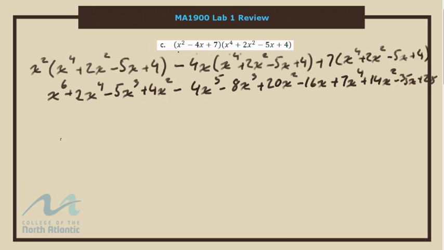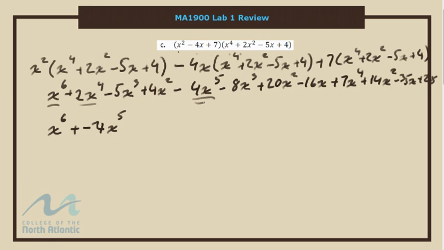Now again, I need to look for like terms. I only see 1x to the 6th, so we'll start with that. So my final answer is going to be x to the 6th. Now let's look for how many x to the 4s we have. We got 1x to the 4. Oh, next one's actually x to the 5, so let's do the x to the 5. Plus minus 4x to the 5.